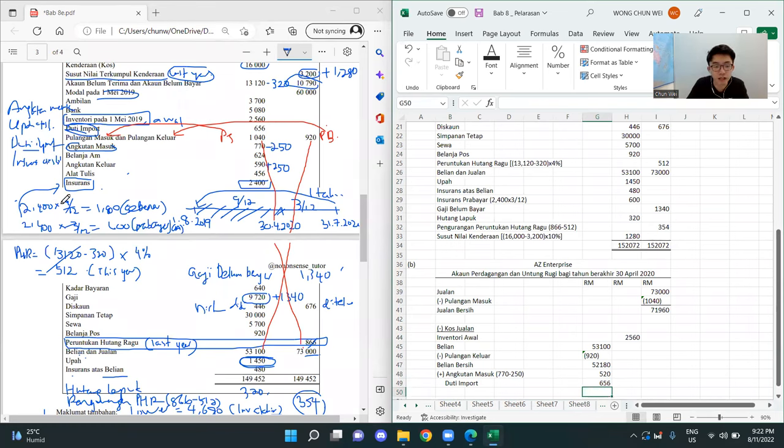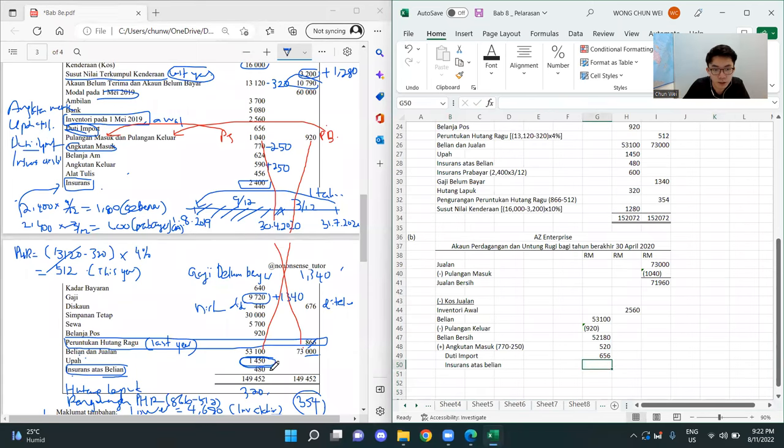Do you have insurance atas belian? Yes, insurance atas belian here. Take note, insurance and insurance atas belian are two different things. Insurance atas belian go into account perdagangan. Insurance goes into account rugi. And angkutan masuk and angkutan keluar is a different thing. Angkutan masuk go into perdagangan. Angkutan keluar go into untung rugi. So insurans atas belian is 480.